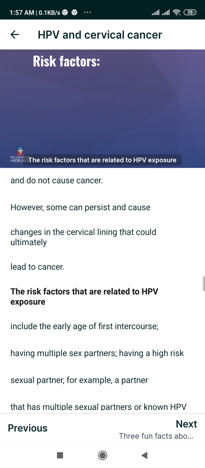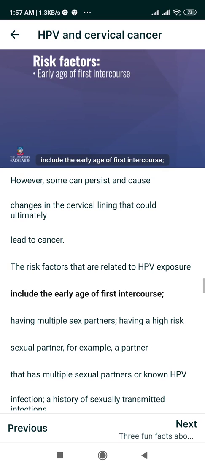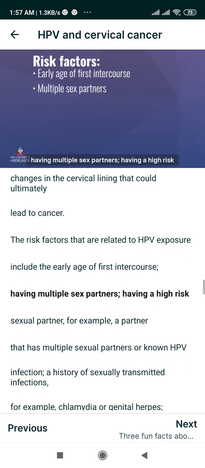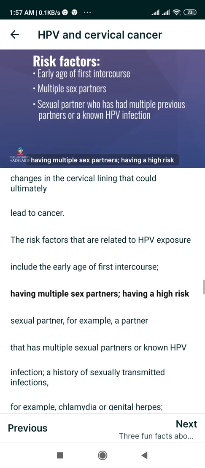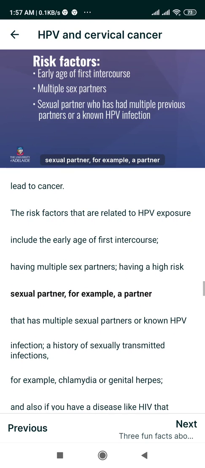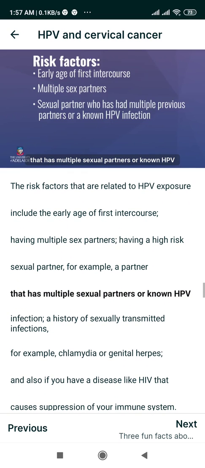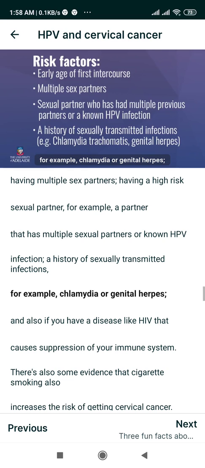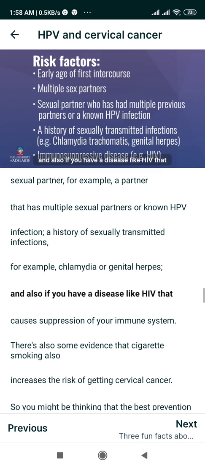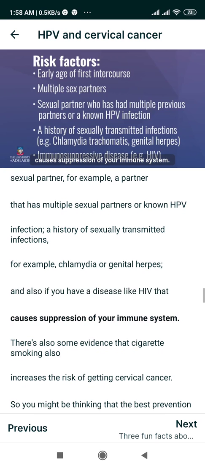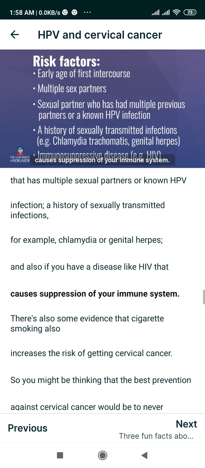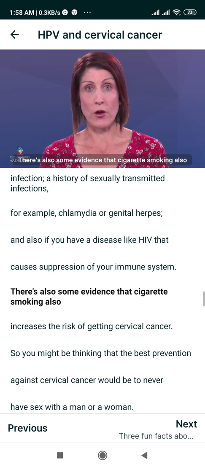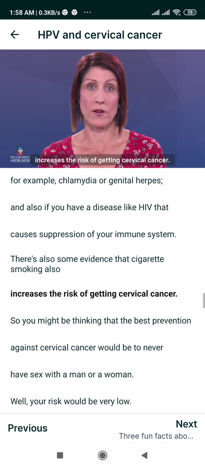The risk factors that are related to HPV exposure include the early age of first intercourse, having multiple sex partners, having a high-risk sexual partner, for example, a partner that has multiple sexual partners or known HPV infection, a history of sexually transmitted infections, for example, chlamydia or genital herpes, and also if you have a disease like HIV that causes suppression of your immune system. There's also some evidence that cigarette smoking also increases the risk of getting cervical cancer.